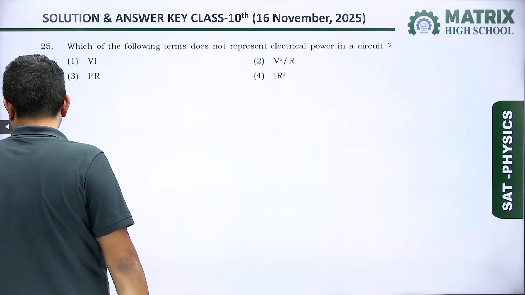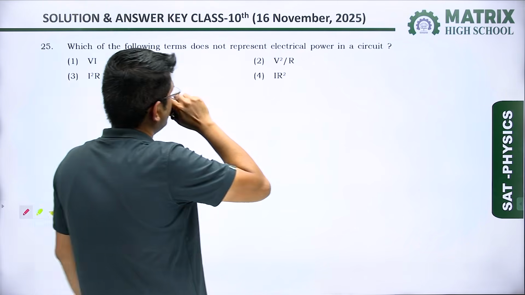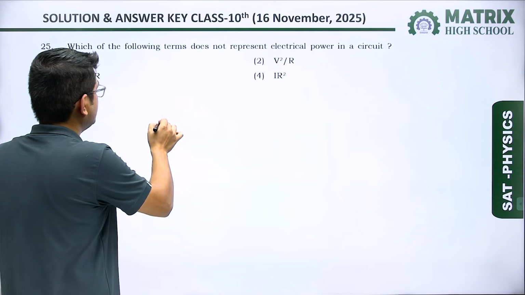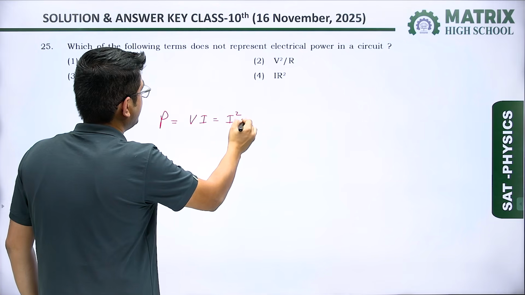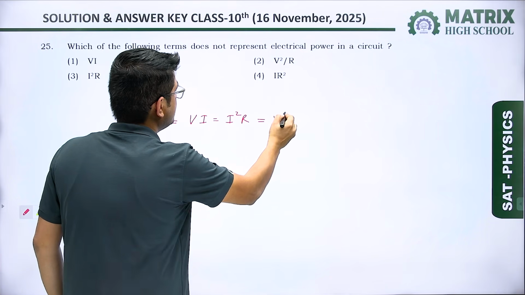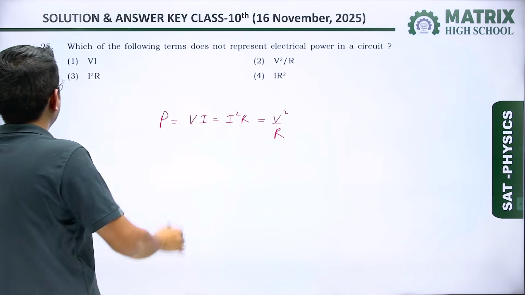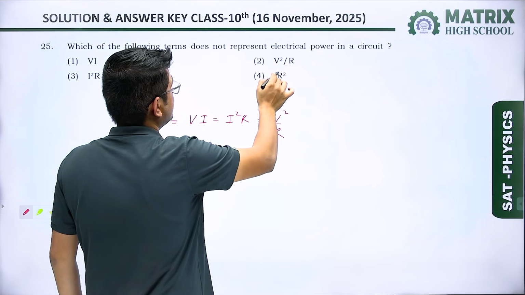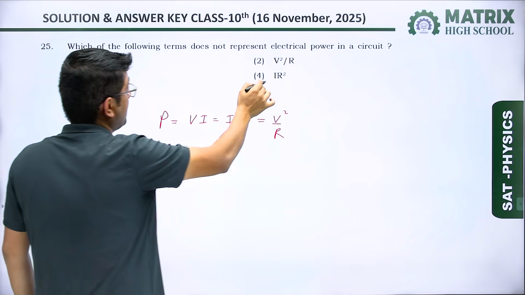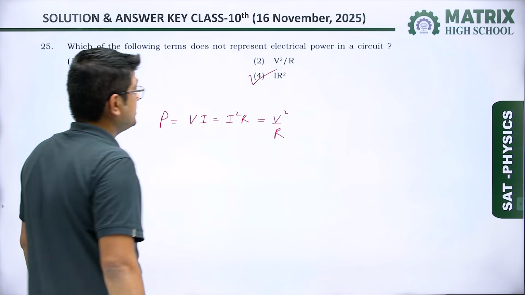Question number 25. Which of the following terms does not represent electric power in a circuit? We know that the formula of power is VI, or we can say I square R using Ohm's law, or we can say V square by R. So out of these four options, option 4 does not represent the power. So it is our correct answer, option 4.